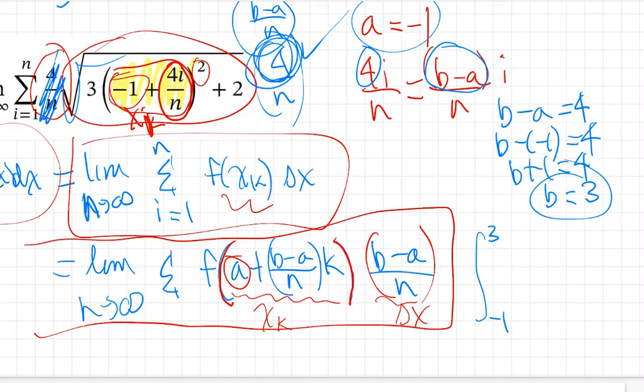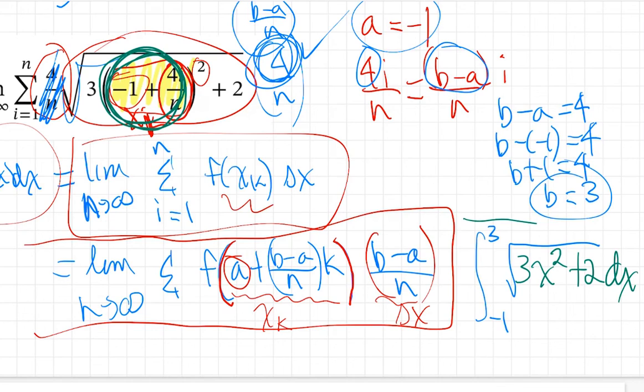Then it's going to be the square root. I'll circle in green the x value. There's the x value right there. So it's going to be the square root of 3x squared plus 2 dx. That's about as hard of a question as you could possibly get.